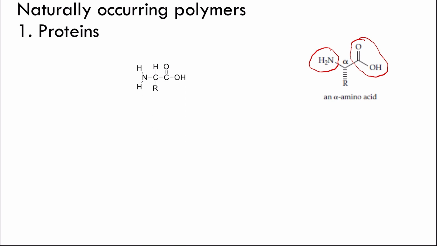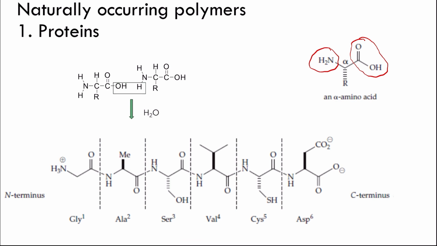And then the polymer is formed when two amino acids start to react together in a condensation reaction, where the NH group of one amino acid reacts with the carboxylic acid group of a neighboring amino acid. A water molecule is removed and a new bond is formed, which is called the peptide bond.